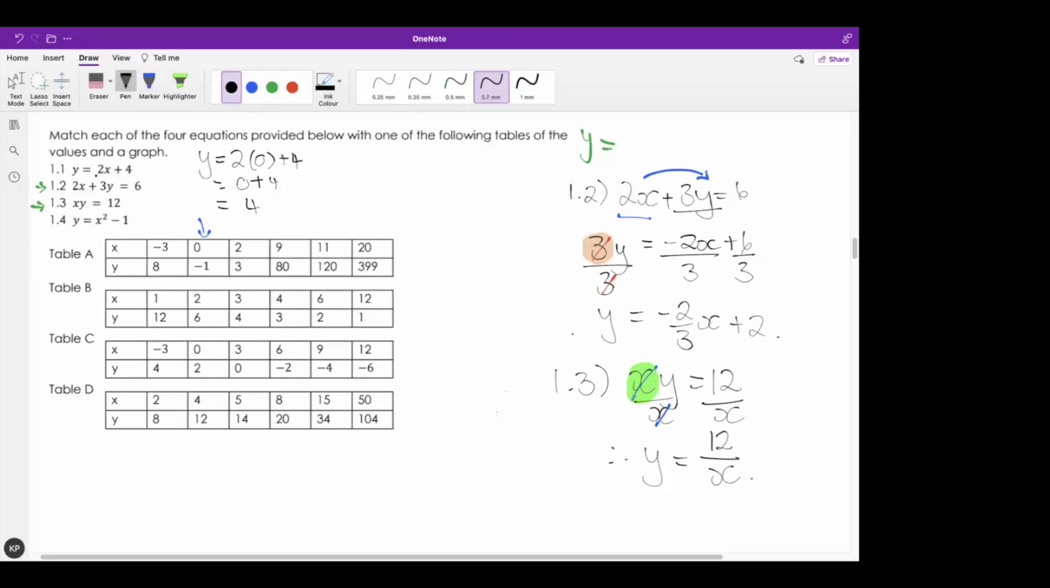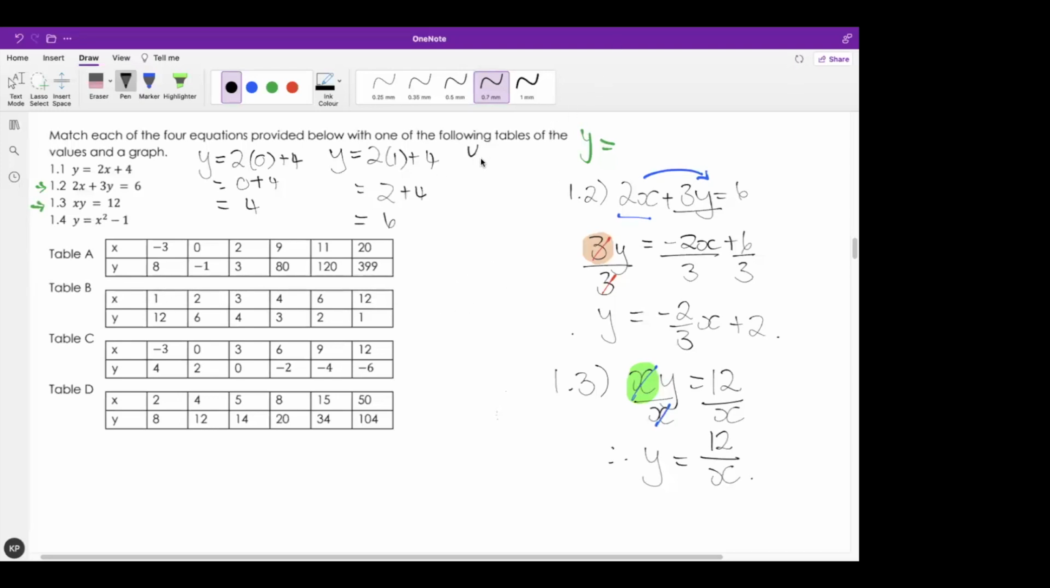Let's try 1.1 with table B. I'm going to try it with the first one, which is number 1. y equals 2 times 1 plus 4. What's 2 times 1? 2 plus 4 is 6. Is that the outcome we want for table B? Nope. So 1.1 is not table B. Let's go to table C. 1.1 is a problem. It's matching with none of these, right?